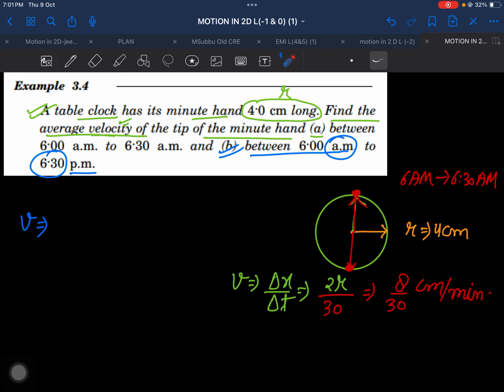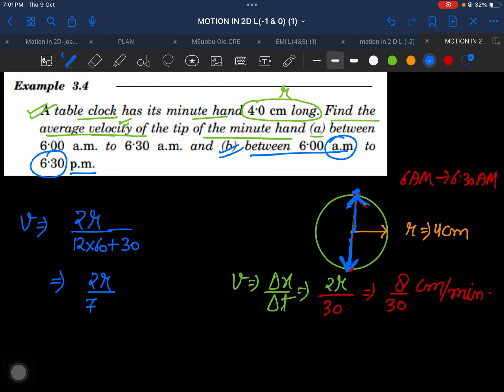Clear? So let me solve this for you with a permanent marker. So it is like this, right? This tip will cover some rotations, and at 6:30 p.m. this will be the minute hand, and at 6 a.m. this will be the minute hand, right? So the displacement is again 2r, but the time taken is 12 hours plus 30 minutes. So 12 hours into 60 minutes plus 30 minutes. So it is 2r divided by 750. So it will be 8 by 750. Yes, simple. Centimeter per minute.